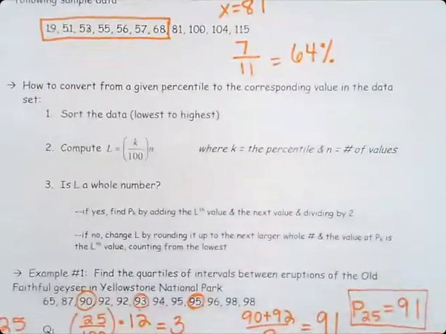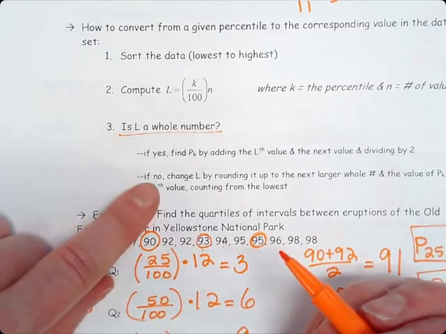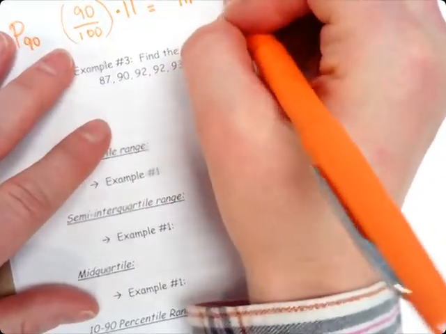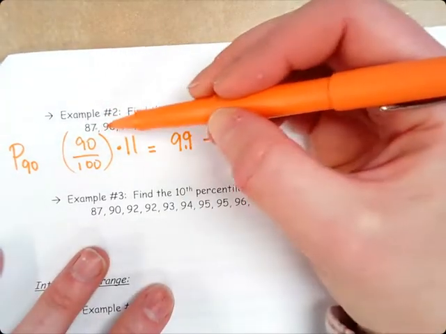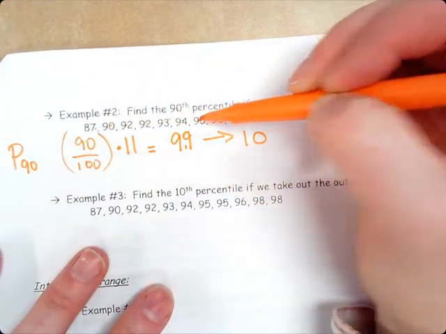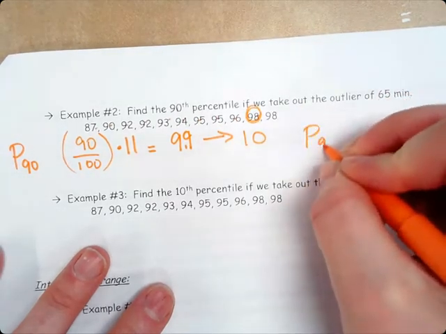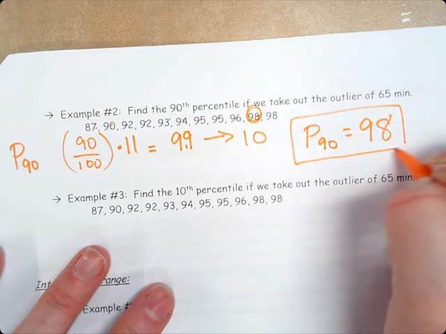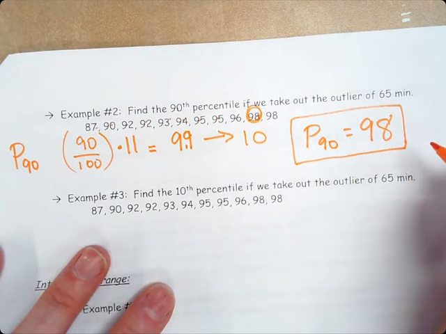And what it said earlier is, is it a whole number? And this is a no. So you're just going to round up to the next largest whole number. So we're going to round that up to 10. So we are going to look for the 10th value. 2, 3, 4, 5, 6, 7, 8, 9, 10. So it'd be 98. So P of 90 is 98. So the 90th percentile would be at 98.